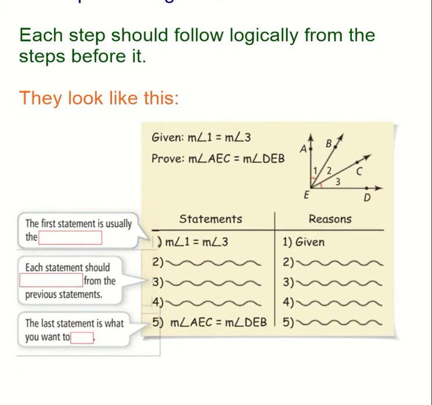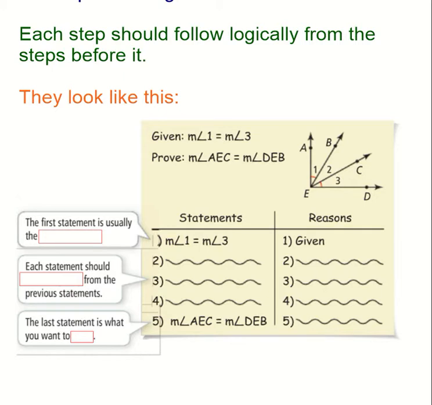So here's an example. You're given a statement right here. Measure of angle 1 is equal to measure of angle 3. Okay, so we're given that. We need to then prove that the measure of angle AEC is equal to the measure of angle DEB. The first statement is usually the given, and the reason is that it was given. Then we have a series of logical steps with reasons for each step, and the last statement is what we want to prove. It could take 5 lines, it could take 3, it could take 10, it just depends on the situation. So let's do a proof now.